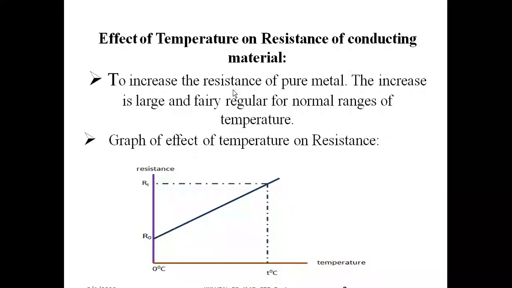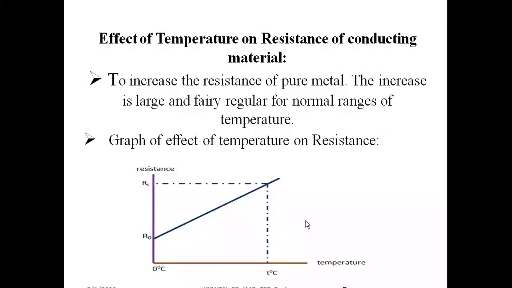Now, if the temperature is increased for such type of materials, that is conducting materials, then their resistance also increases with increase in the temperature. This increase in resistance is large and it is fairly regular for normal ranges of temperature. Normal ranges of temperature is that range in which the conducting materials are used in various types of electrical equipment or electrical machines. How will the graph look for the pure metals which are conducting?